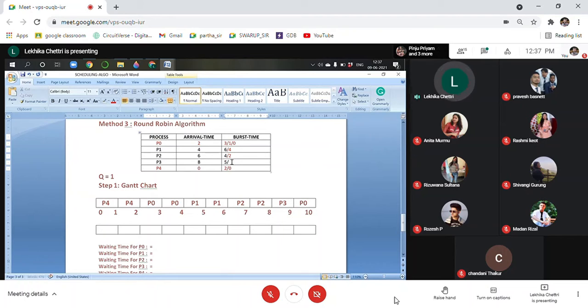Let me update this value. If you see here, P3 has already entered, so the value should be updated to 4. Okay, now at time unit 10, P0 is not there, P4 is not there in the ready queue. So which one will go now? P1, because P1 was the process that had entered at the earliest time.